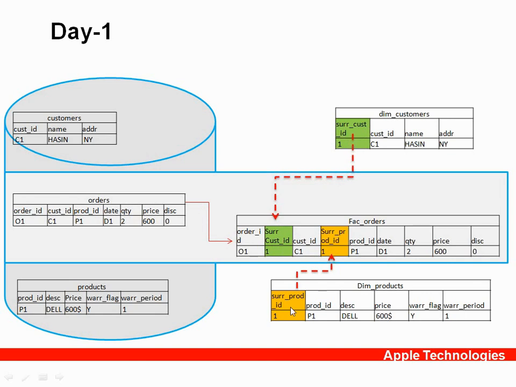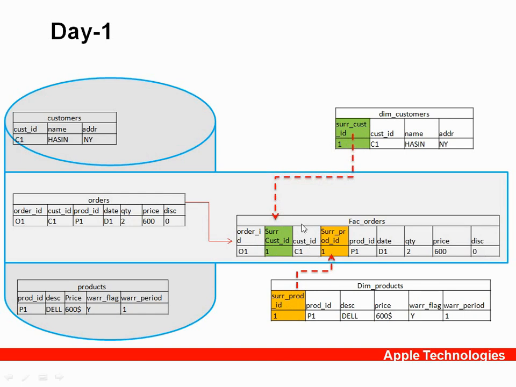And at the same time, when I am putting this record here, for this product, what is the surrogate key? It is 1. I'll take this number and keep it here. So this way it helps you to join your dimension to fact, based on the primary key, foreign key. Of course, we can even join with customer ID also.